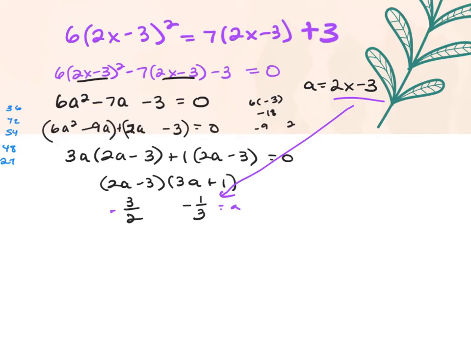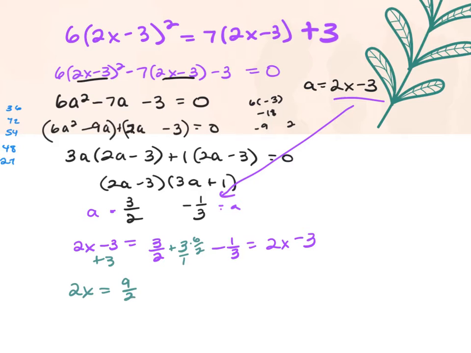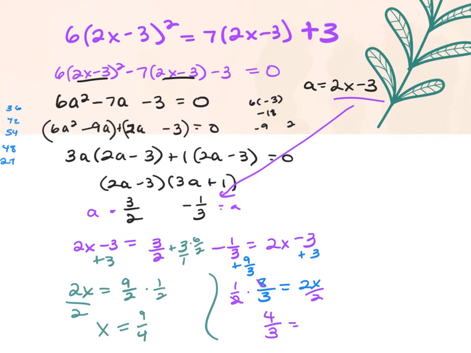So at the end, I have to take these and plug them back in. So this equals a. And I get 2x minus 3 equals 3/2, and negative 1/3 equals 2x minus 3. Add the 3, which would be 9/2. Divide by 2, or multiply by 1/2, 9/4. Add the 3, or the 9/3 there. 8/3 equals 2x. Divide by 2, or multiply by 1/2. And there's my 4/3.